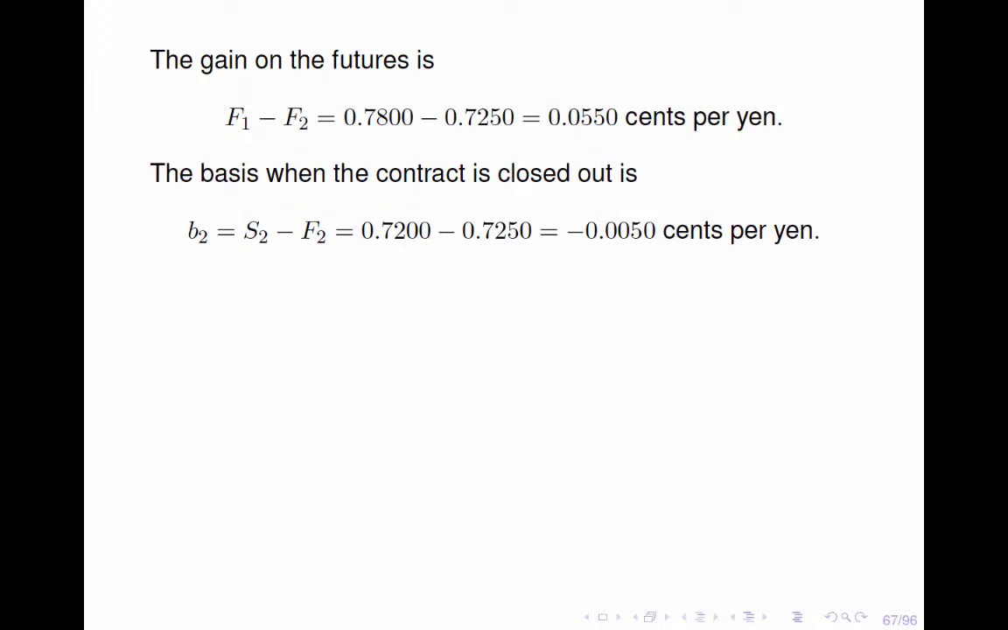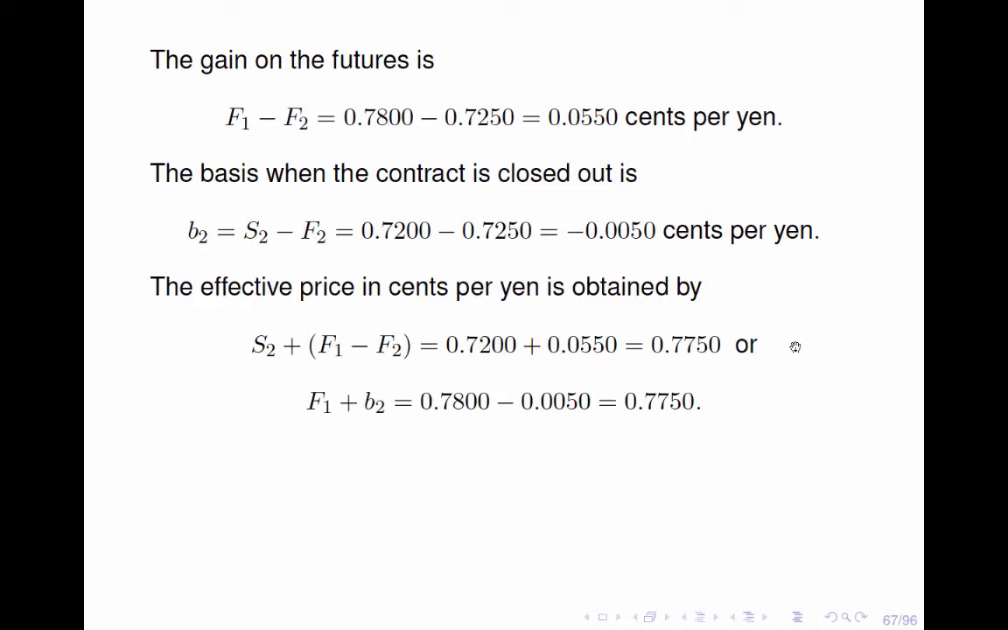and also the basis when the contract is closed out at time t2, which is the difference between the spot price and futures price at time t2. Then, the effective price can be obtained by either of the following methods. First, the spot price at time t2 plus the gain on the futures at time t2. Second, the futures price at time t1 plus the basis at time t2. Both methods give the effective price of 0.775 cents per yen.